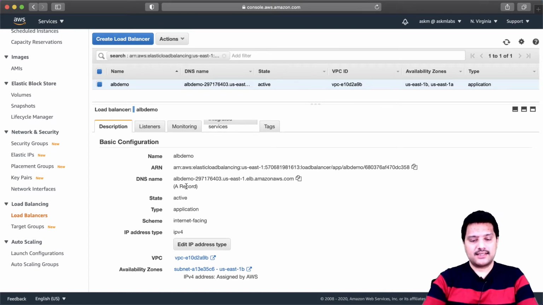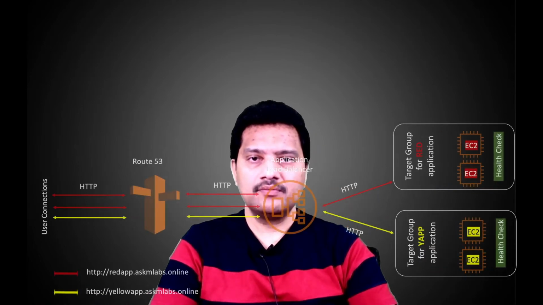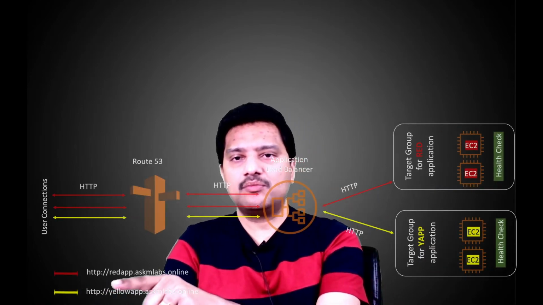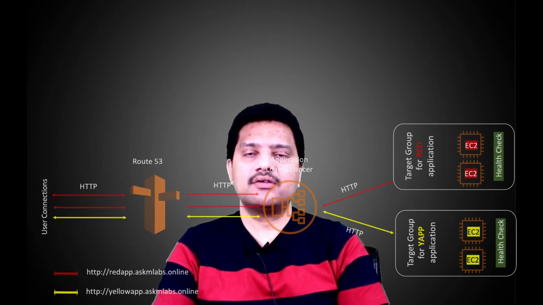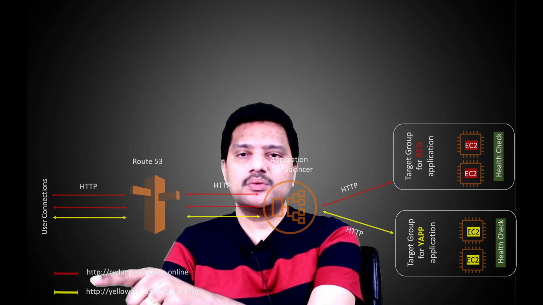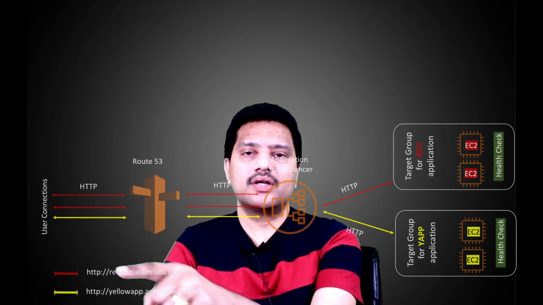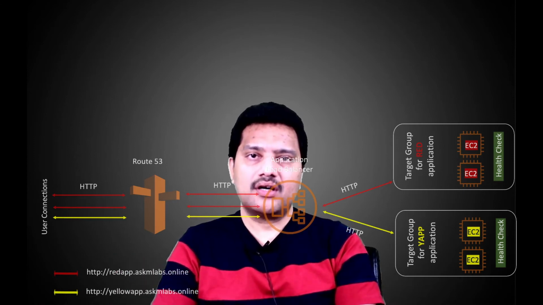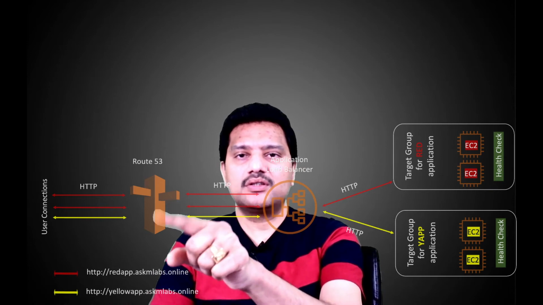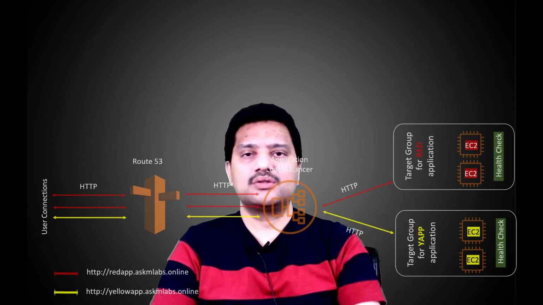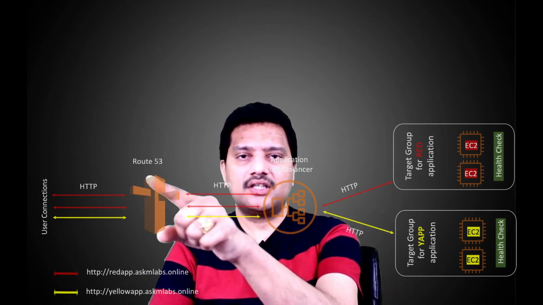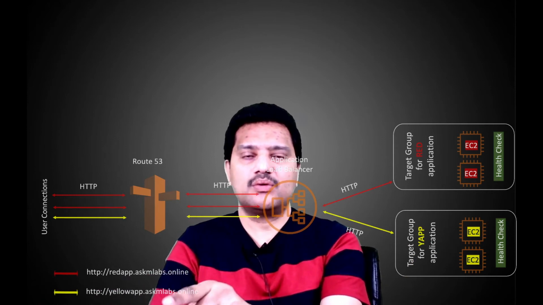As I mentioned earlier, let me bring back my diagram. If you remember this diagram, now I am going to define something at Route 53, because I already have a test domain, and I am going to specify these two records. These two records will forward the request to the load balancer, and the load balancer will further forward requests to these two apps. Those records are these two host names.